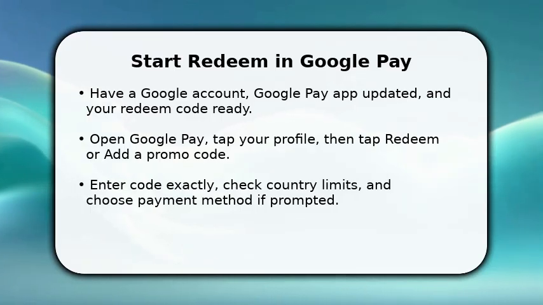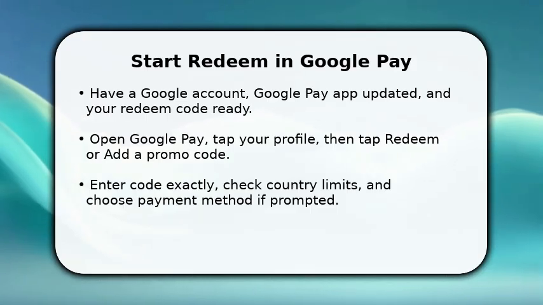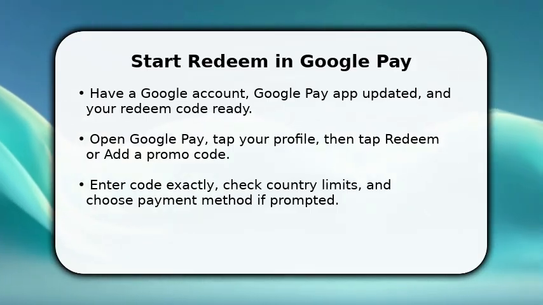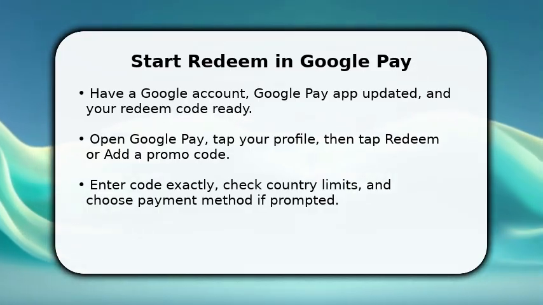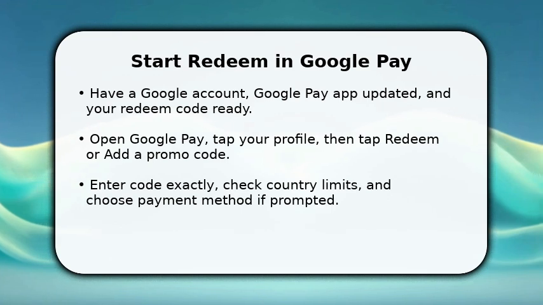Once done, Google Pay checks regional eligibility and any promo terms. That's why you must confirm the country setting and account email. If prompted, pick a default payment method for verification so the system can apply or hold funds correctly.